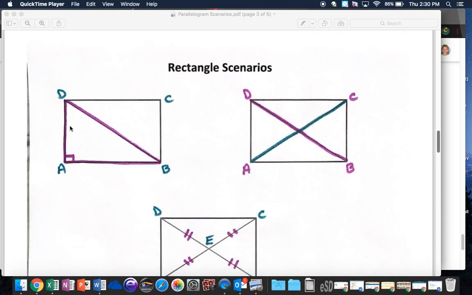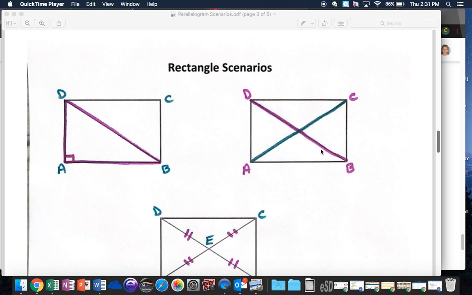Rectangle. Okay. So the defining characteristic of a rectangle is a quadrilateral that is equiangular, right? So all the angles are congruent and they're all right angles. So if you have a diagonal, a single diagonal that's drawn here, you're going to create a right triangle. So since you know it's a right angle here, again, a squared plus b squared equals c squared.